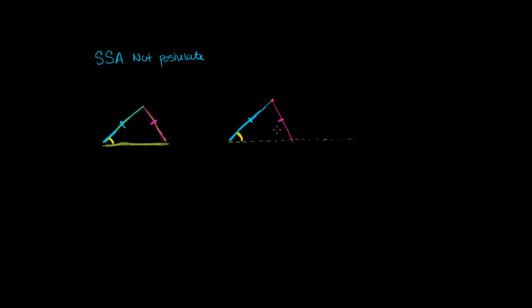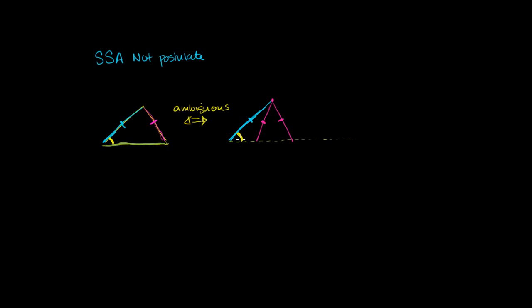But the aha moment here, or the reason why SSA isn't possible, is that this side could also come down like this. There's two ways to get down to this base, if you want to call it that. You can come out that way, or you could come in this way. And so that's why SSA by itself, with no other information, is ambiguous. It does not give you enough information to say that those triangles are definitely the same.